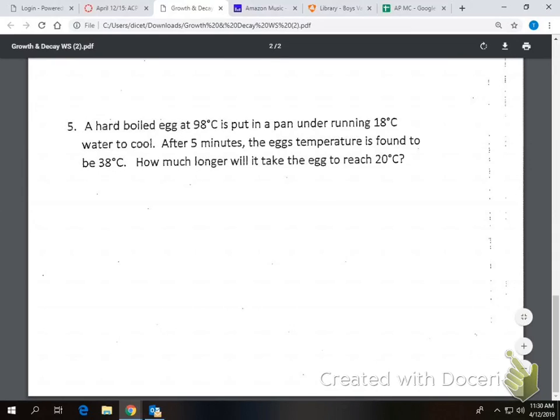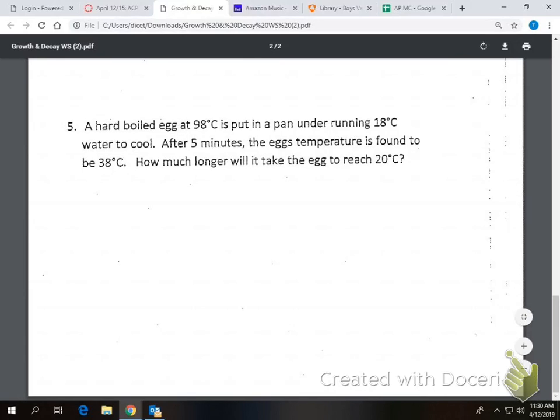All right, so we got the hard-boiled egg. We're going to put it in a pan under 18 degrees Celsius water to cool. So what that's saying is that water is not going to warm up. We're having that cold water just continuing running over that hard-boiled egg. Okay, you follow me on the Newton's law of cooling. After 5 minutes, the egg temperature is found to be 38 degrees Celsius. How much longer will it take the egg to reach 20 degrees Celsius?